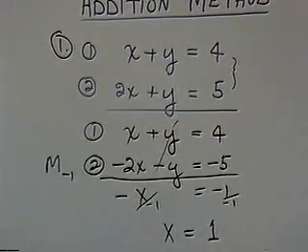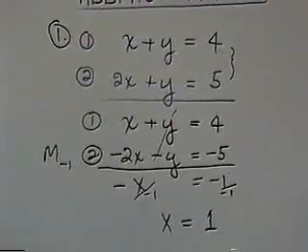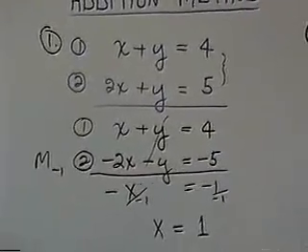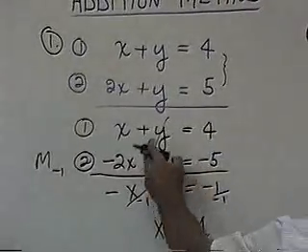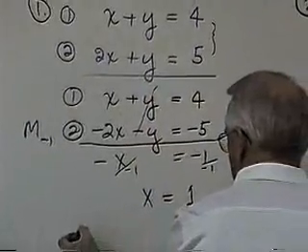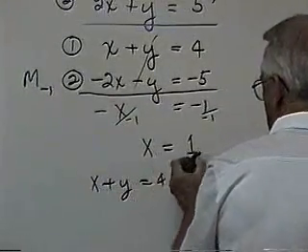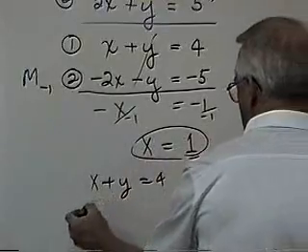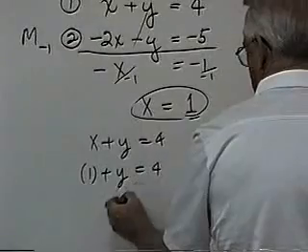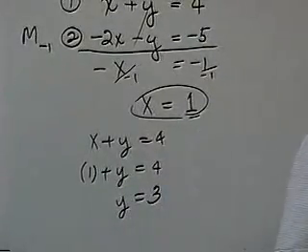Now, don't forget that we're trying to find both x and y. So to find y, we copy down one of the original equations, and never use any of these. Use one of the original equations. So the first equation was x plus y equals 4. So we'll now take this number and put it where the x is and move it across, and we get y equals 3.